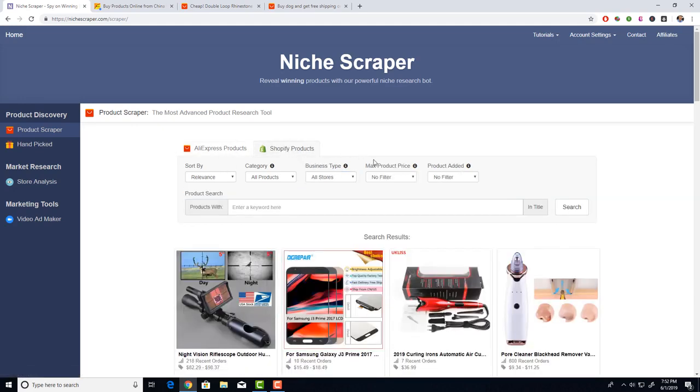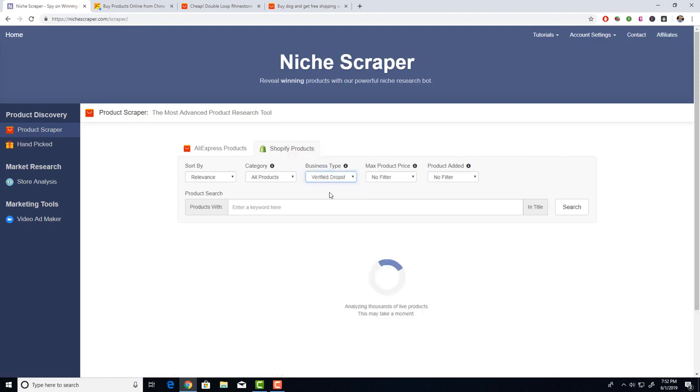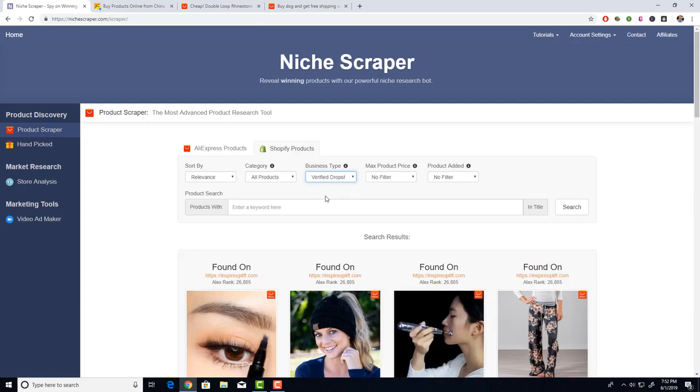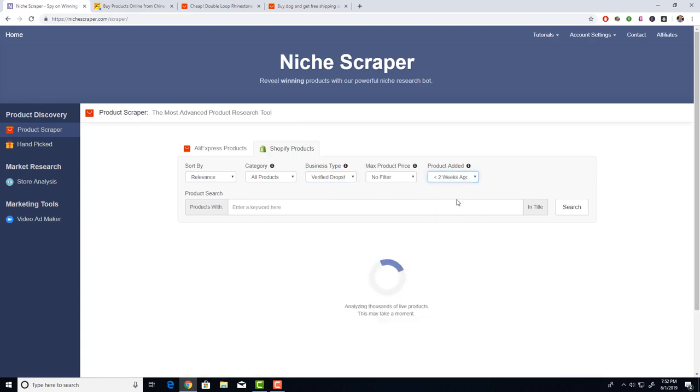This is the Shopify products tab. And basically what this does is we are scanning other Shopify stores for the products they have added to their store. And you can see which products people are testing right now. So if you want to see, for example, all dropshipping stores, and you want to see the products they have added in the last month, then go here, business type, change it to verified dropshipping. So it's going to show us only products from verified dropshipping stores. And we're going to show products added, say, within the last 2 weeks.